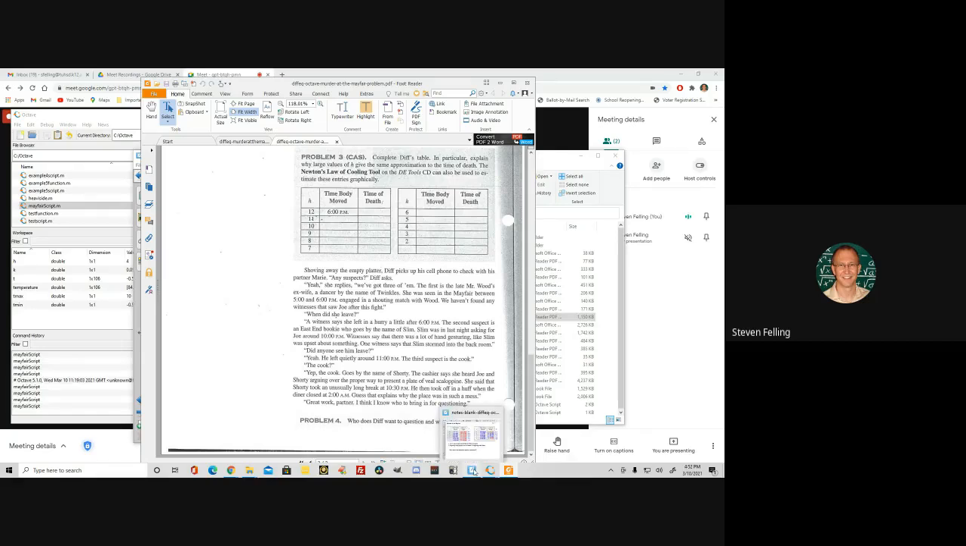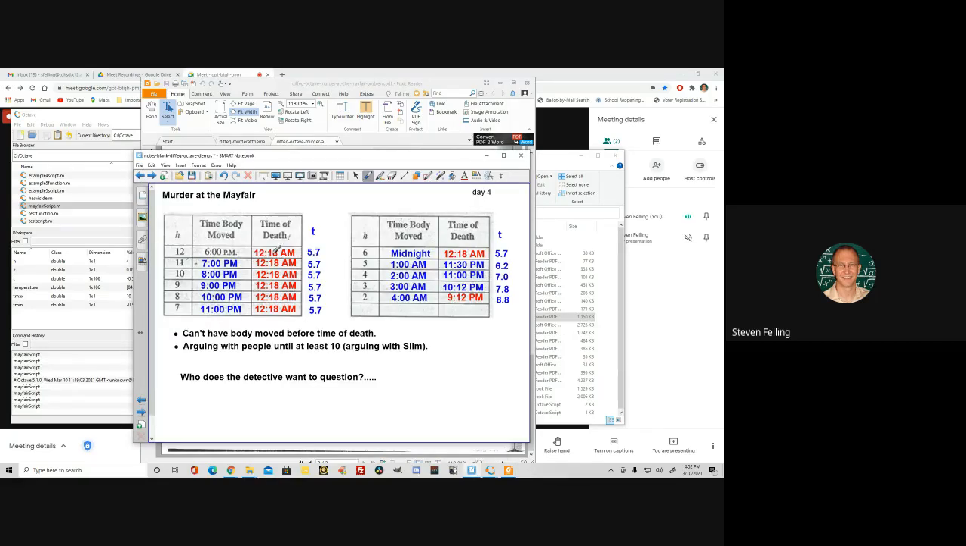All right. So the first thing, if you look at this, is some of these times of death are not really going to be possible. All of these ones here where t was 5.7, that's not possible because the time of death would have been after the body was moved, right? The body is not going to be moved until after it's been murdered. So all of these are not possible. And then I took this 4 a.m. one off with time of death at 9:12, also because people were arguing up until 10 p.m. with the victim, so he can't have died before 10 p.m. So that leaves these 3.